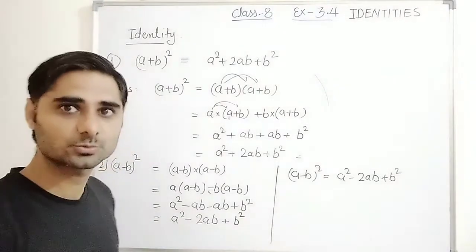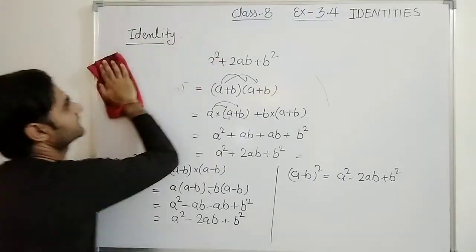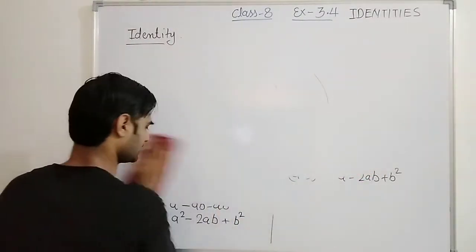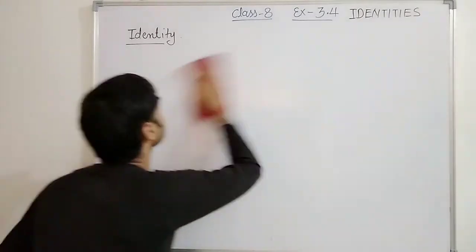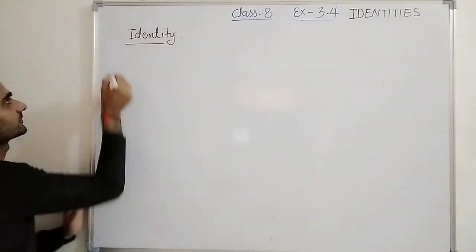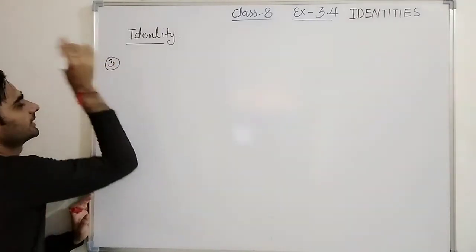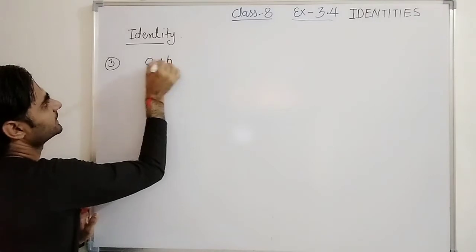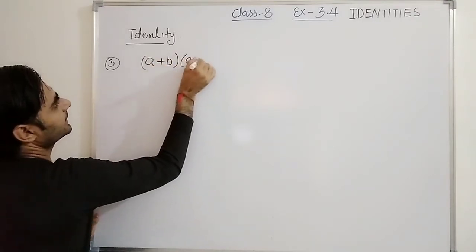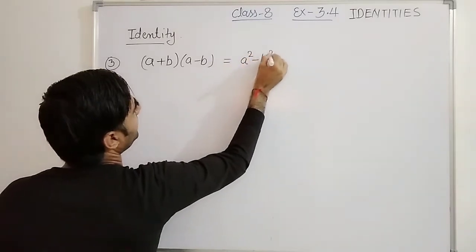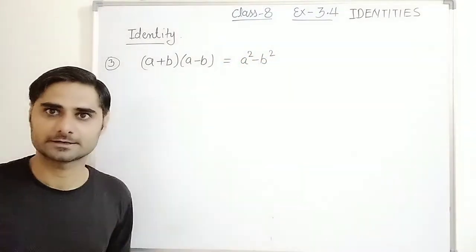Let's come to the next one. Hope you are getting everything here. So now we will learn number 3. Watch carefully, we will use the identities further ahead also. Number 3 is (a plus b)(a minus b) is equal to a square minus b square.